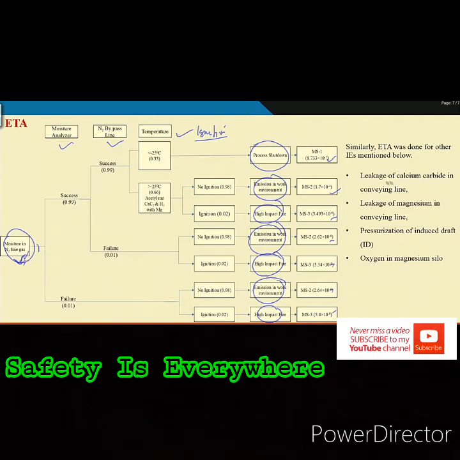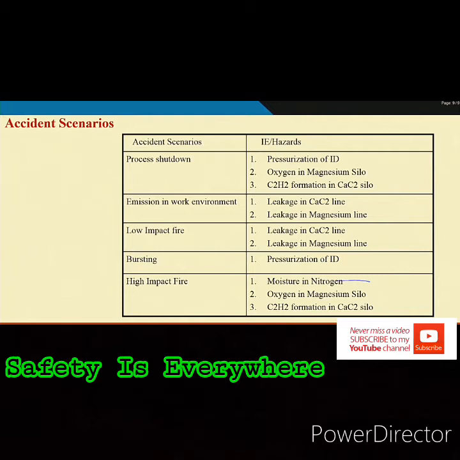So, similarly, what are the other initiating mechanisms? Leakage, calcium carbide, magnesium leakage, pressurization induced drop, oxygen in magnesium shallow. For all the others, a similar inventory can be computed. And what we will find out, considering all those things, is ultimately what will be the result? The result is this. So, these many accident scenarios or stakeholder concerns are identified, low impact, high impact, like this.